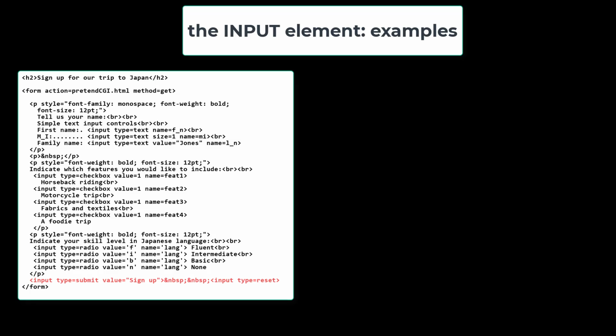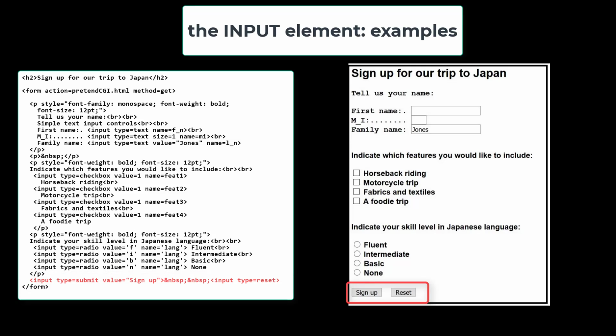Example. Sticking with the form we've been playing with, we just add a submit and a reset button. So at the bottom of the form, we add input type equals submit, value equals Sign Up, ampersand nbsp semicolon, ampersand nbsp semicolon, input type equals reset. And it gives us this.